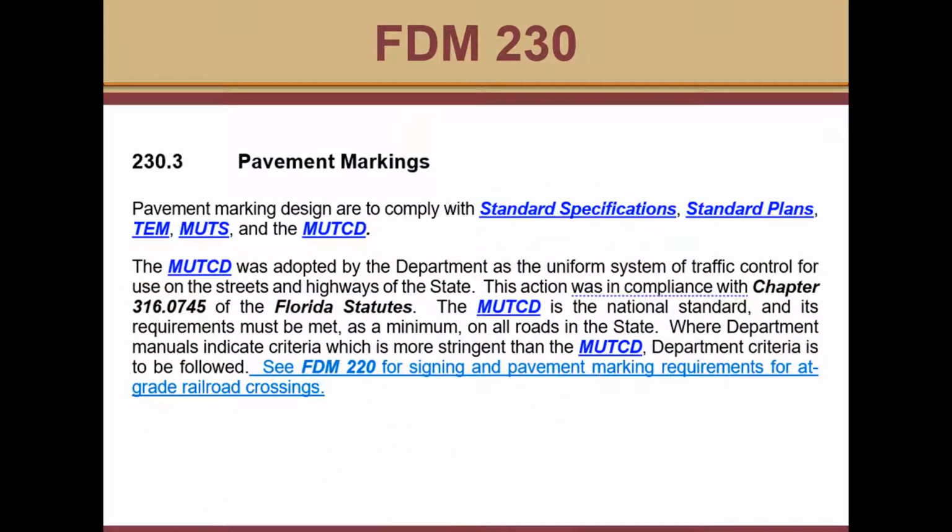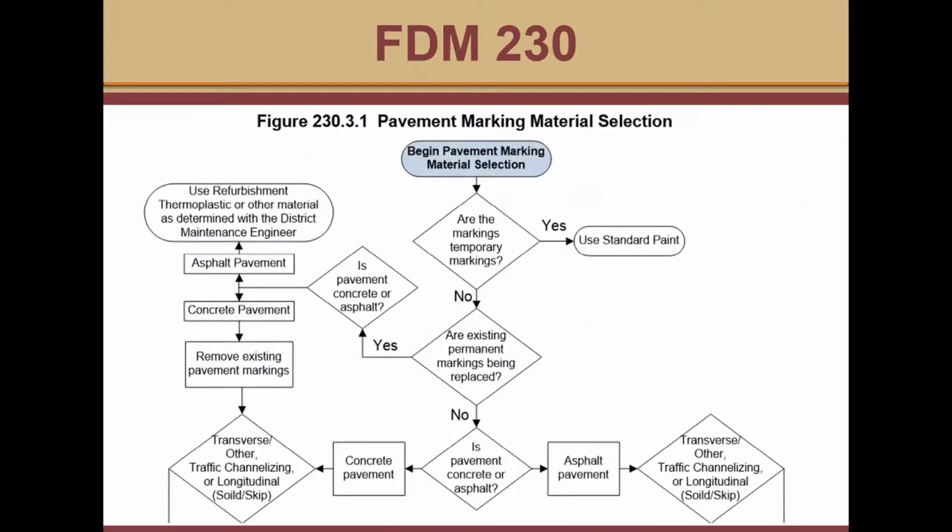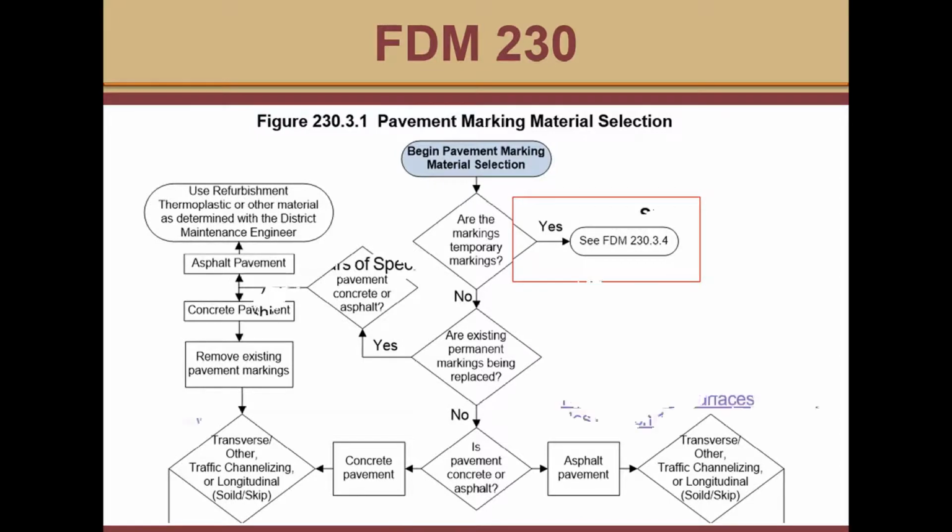We made some changes to the pavement marking criteria to include those for railroad crossings. We've also made some changes to the use of temporary markings. As you can see in the flow chart, if the markings were temporary, we used to use standard paint. However, now we refer you to FDM 230.3.4 to give you more guidance.